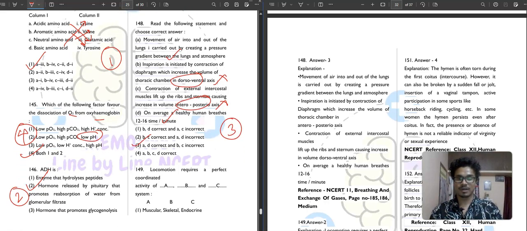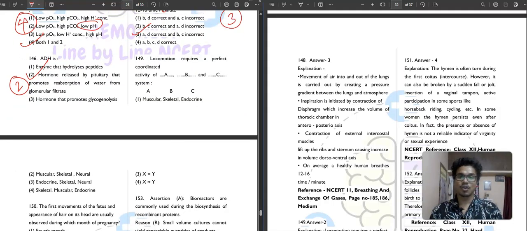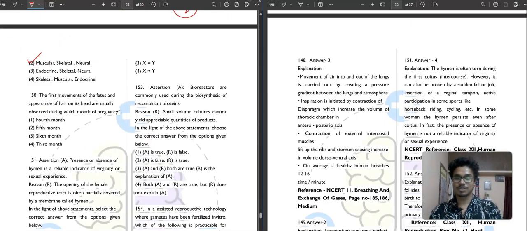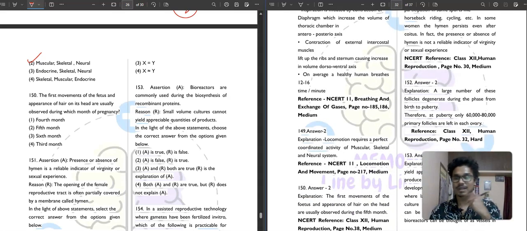Then question number 149. It is saying that locomotion requires a perfect coordination activity of A, B and C system. So locomotion requires the perfect activity of muscular, skeletal and neural system. So that's why second option is your correct answer. Then question number 150. It is saying that the first movements of the fetus and the appearance of the hair on its head are usually observed during which month of pregnancy? So this can be seen in the 5th month of pregnancy.